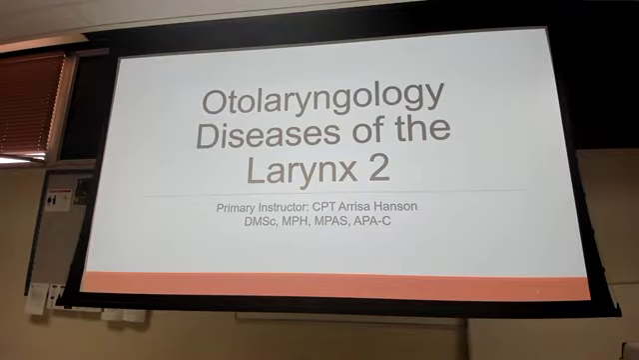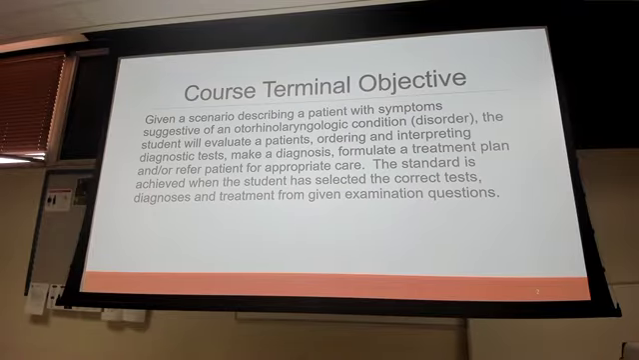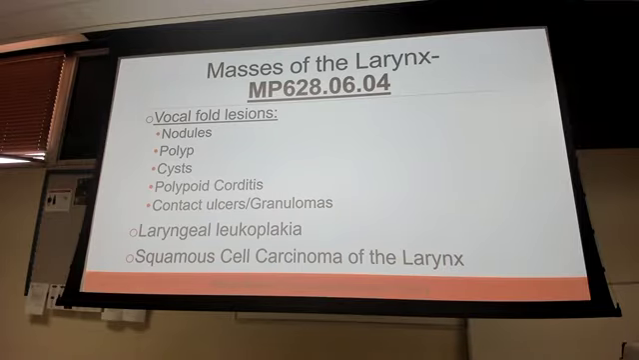Okay. All right, so block 2, same terminal, core terminal objective. Now, just a reminder, we're still in the larynx. Okay, so masses of the larynx, vocal fold lesions or vocal cord lesions, same thing. Nodules, polyps, cysts, polypoid chorditis, contact ulcers, and granulomas, and then we'll talk about laryngeal leukoplakia and then squamous cell carcinoma.